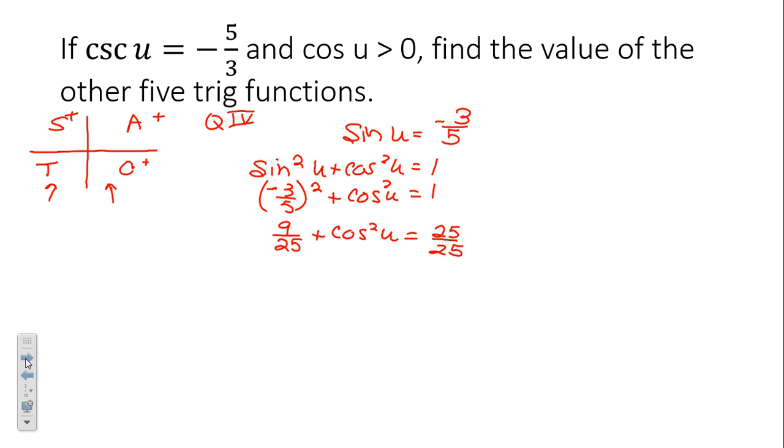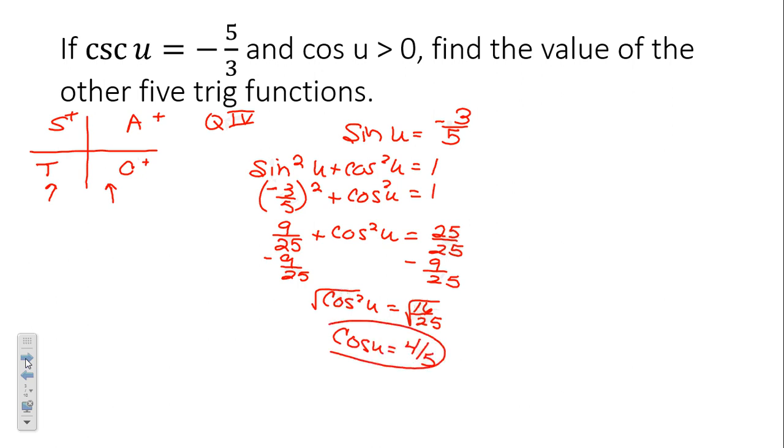To save a step, I could write it one more time. Okay. Now I've got 9/25 added to cosine squared. I want to take it away, subtract it. So cosine squared of u will be 16/25. So what do I have to do to find the cosine of u? Yep, take the square root of both sides, so 4/5. So we have the sine, we have the cosine.